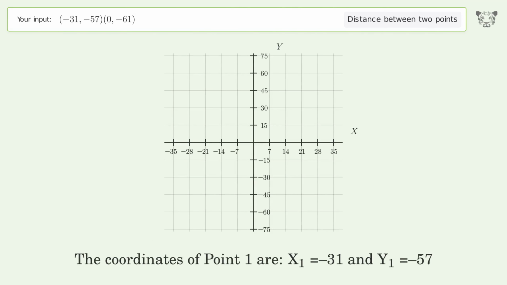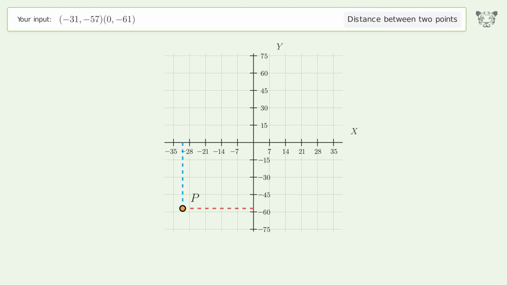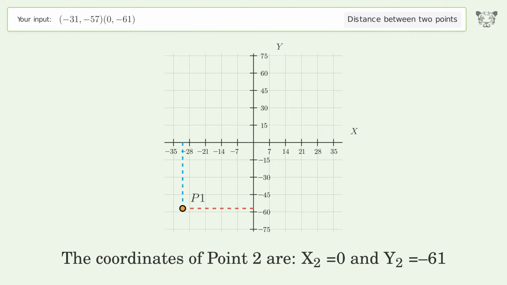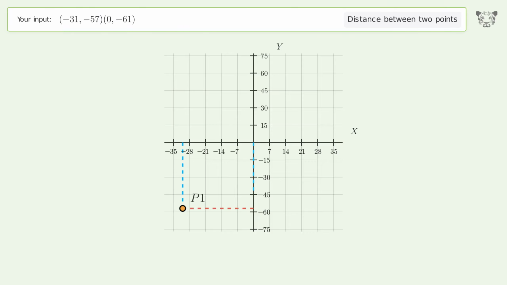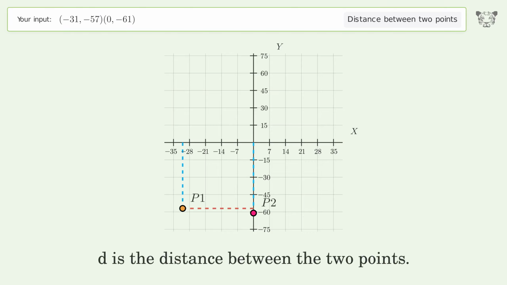The coordinates of point 1 are x1 equals -31 and y1 equals -57. The coordinates of point 2 are x2 equals 0 and y2 equals -61. D is the distance between the 2 points.